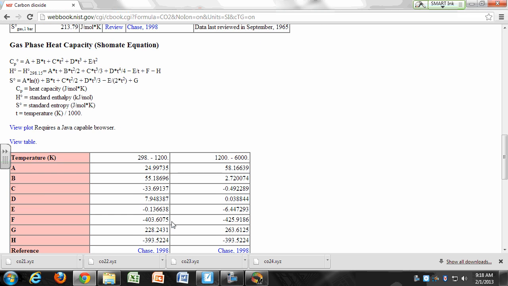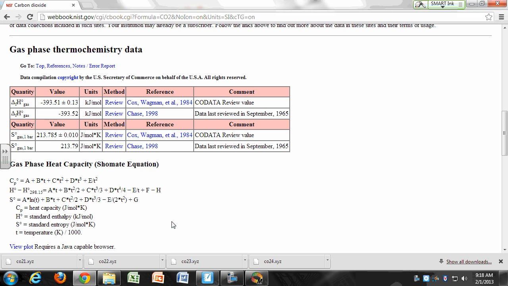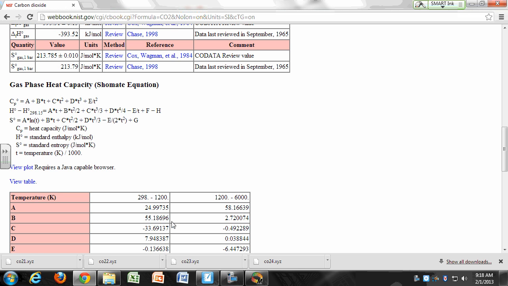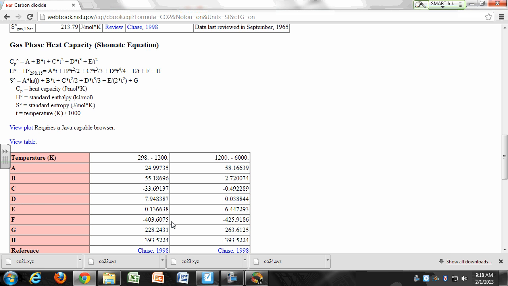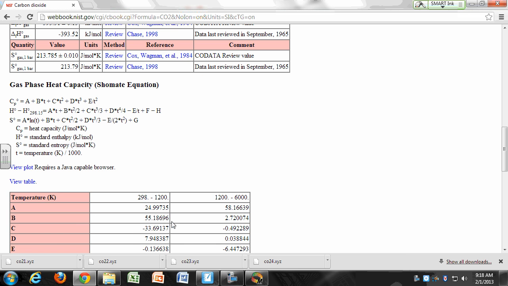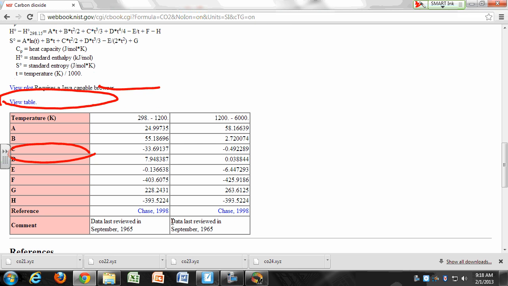What do I have? Here's a formula for the heat capacity. This is heat capacity at constant pressure. Okay, these are actual experimental data. So heat capacity at constant pressure of 1 atmosphere is given by this formula. This is called the Shomate equation. And so it's A plus B T, okay, and T here is temperature in Kelvin divided by 1,000. Your constants are given here for carbon dioxide.